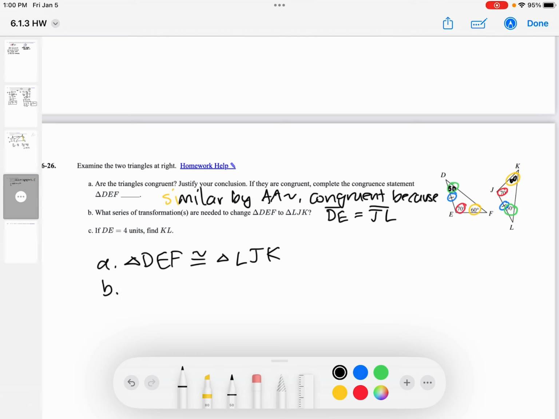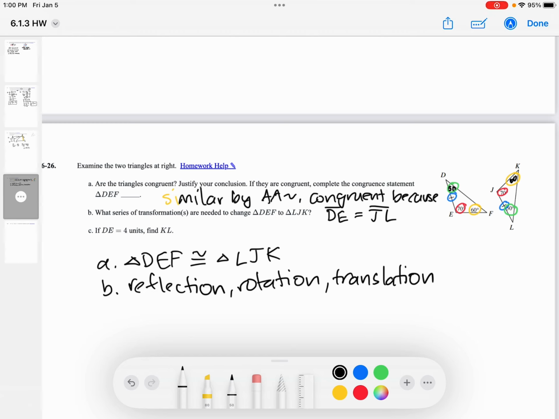All right, what series of transformations are needed to change DEF to LJK? Let's see, could we just do a rotation? If we rotated E to fit on top of J, F and L would be kind of on top of each other, which don't correspond. So we are definitely going to need a reflection and probably then a rotation, maybe a translation, depending on where we rotate or reflect from.